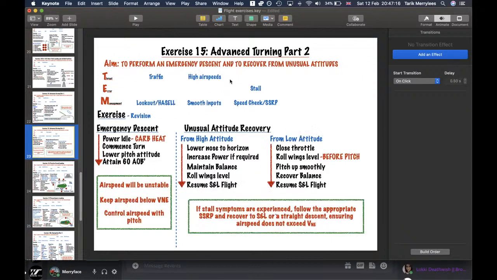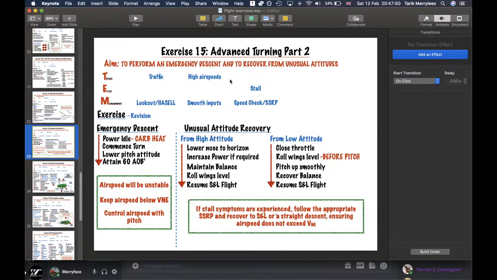Afterwards, we're going to practice advanced turns, which is going to be performing an emergency descent. This is what I'd like us to see. So emergency descent, power idle, 60-degree bank angle, lower the pitch to maintain a high airspeed, not above VNE. We can use a little bit of back pressure if we need to maintain below VNE. But if you see that the speed trend is really high and we're going to blow VNE, reduce the bank angle, bring up the nose attitude to slow down, and then once you've got that in, maintain the back pressure and we'd go back into a 60-degree bank angle.